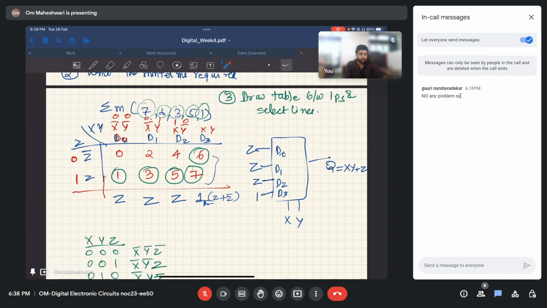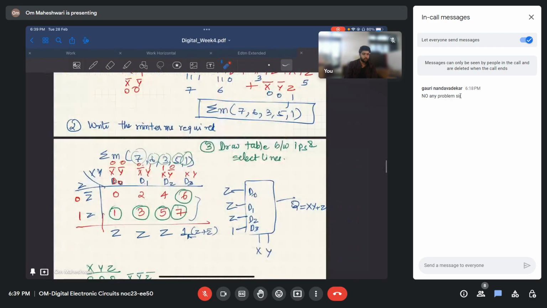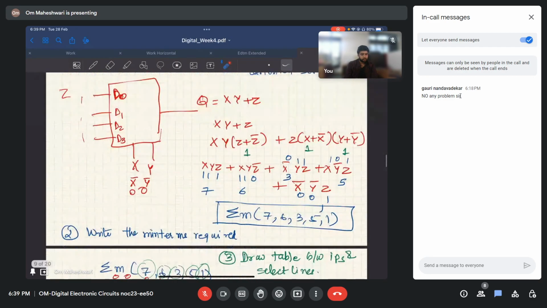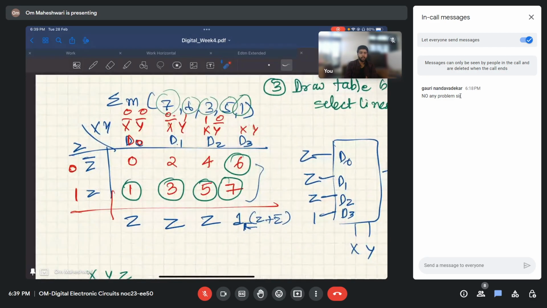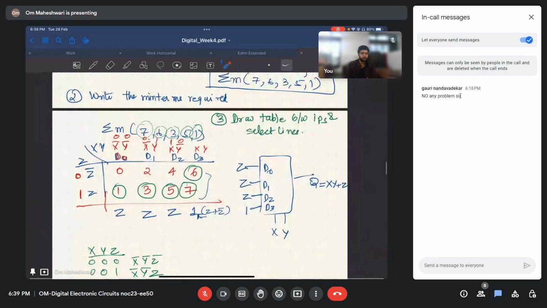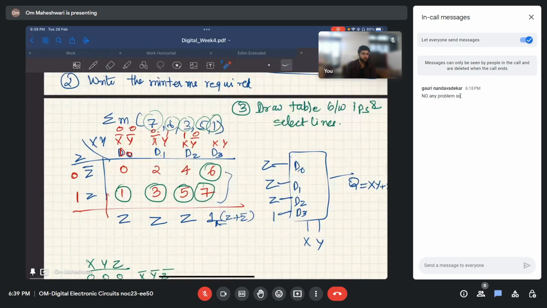So I hope it is clear. If not, please let me know. The important thing here is to remember how to write the table. It is fairly easy, but you need a little bit of practice for that. So please do that.